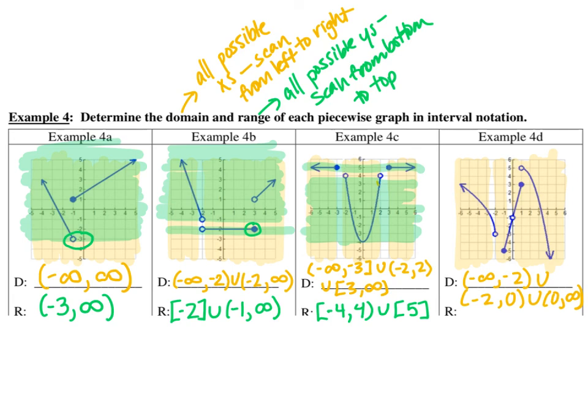And then the range, we scan from bottom to top. So this is -infinity. And then we keep scanning up. And even though we hit an open dot, we still have 2 other graphs that can kind of hold the space for that range. Same thing here. Once we hit this open dot, we still have 2 other graphs that hold the space for that range. And this little arrow on the right is going to continue up forever and ever. So our range looks to be all real numbers, or -infinity to +infinity.